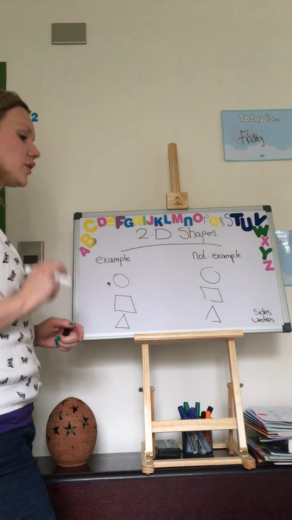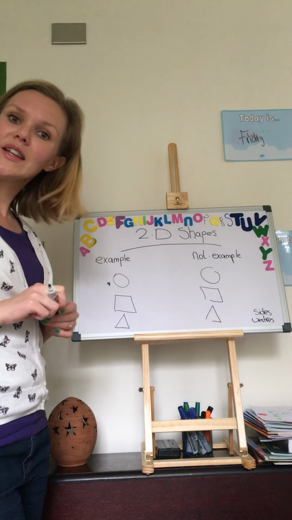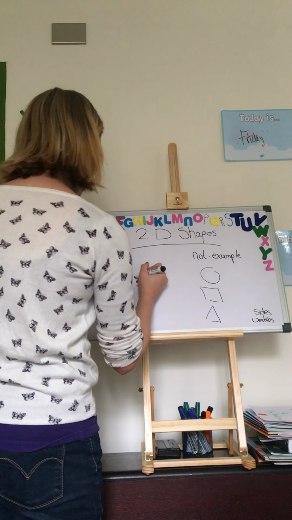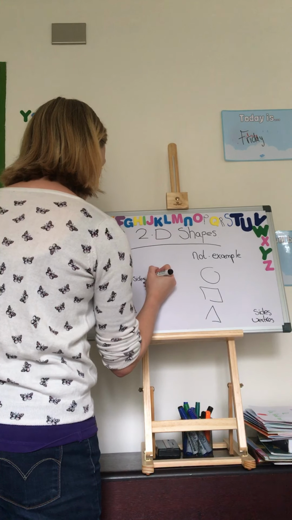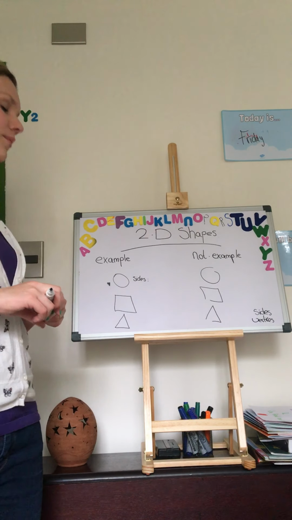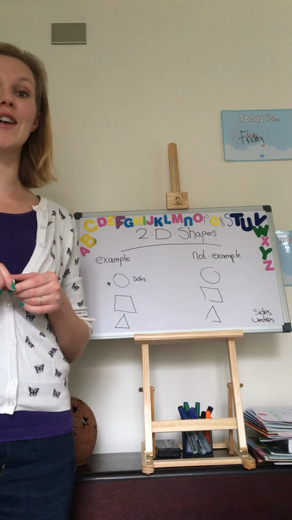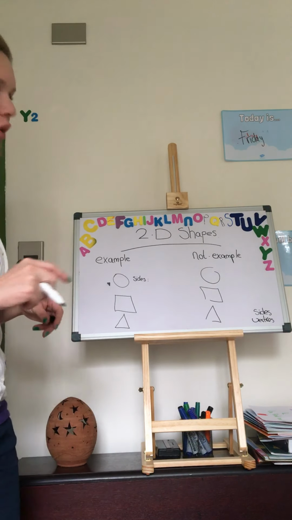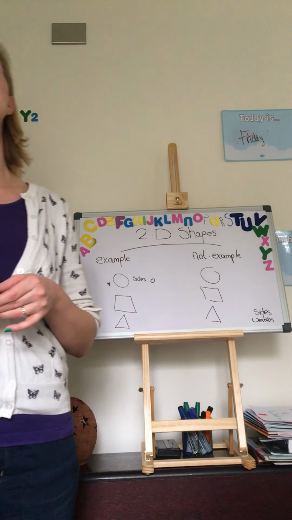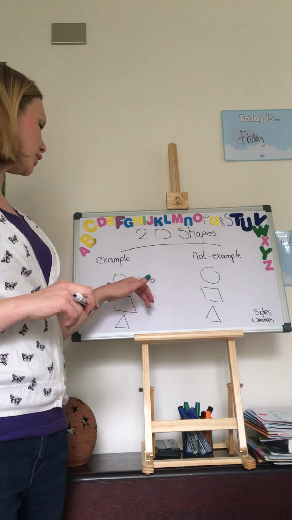Okay, so I want to know, can you tell me about the circle? How can we identify the circle? How many sides does the circle have? Does the circle have sides? No. A circle doesn't have any sides, so zero sides. Whoa, difficult to talk about that. Okay, the circle doesn't have sides.